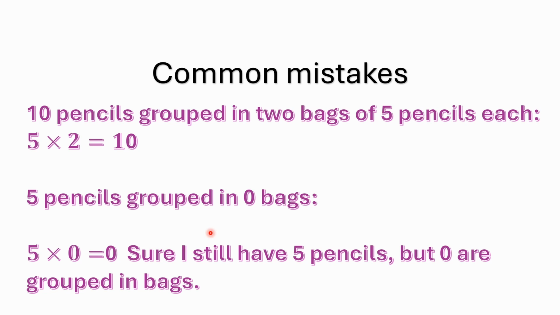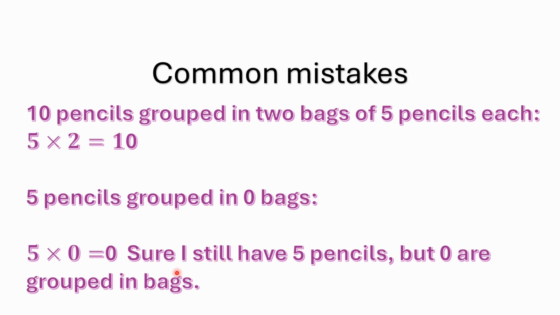Like if I have 10 pencils and I group them in 2 bags of 5 pencils each, right? That's 5 times 2 is 10. I have my 10 pencils. Now what if I have 5 pencils and I'm going to group them in bags, but let's say I have 0 bags? Well, somebody's going to say, well, I still have my 5 pencils. You sure do. But 5 times 0 bags, 5 pencils times 0 bags, I've got 0 pencils in bags. 0 pencils have been grouped in bags. I still have my 5 pencils.